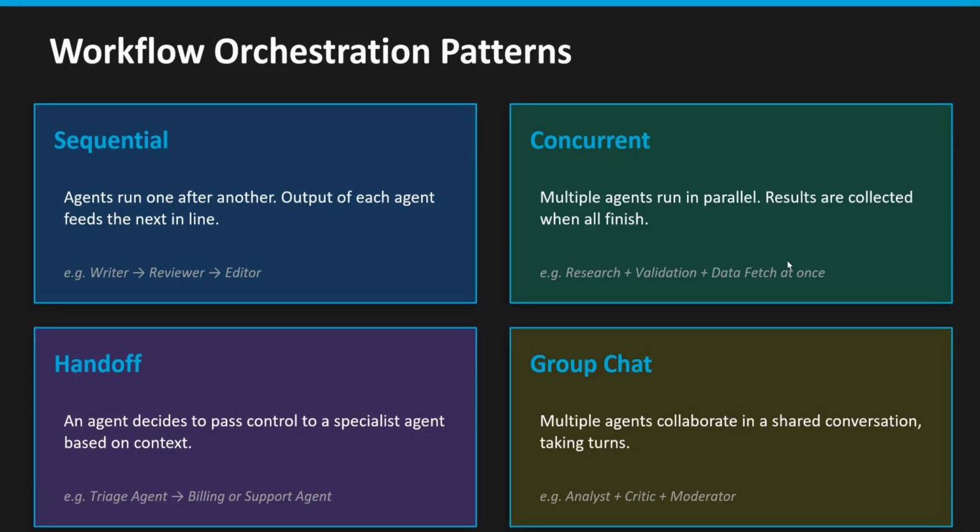Let's break them down. Sequential is the simplest. As the name suggests, everything runs step by step, one agent after another. Think of a content creation pipeline. First, a writer agent creates a draft, then a reviewer agent checks it for accuracy, and finally an editor agent polishes the tone and grammar. Each step builds on the previous one.